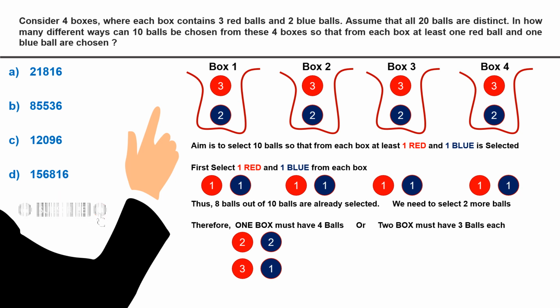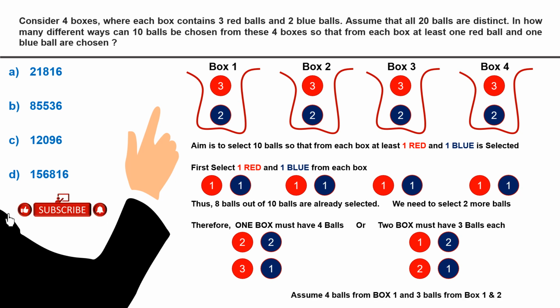Now in that 3 balls case, one ball will be in one box and another in another box. So therefore we can add only one red or only one blue. So it will be 1-2 or 2-1. So these are the only possibilities.